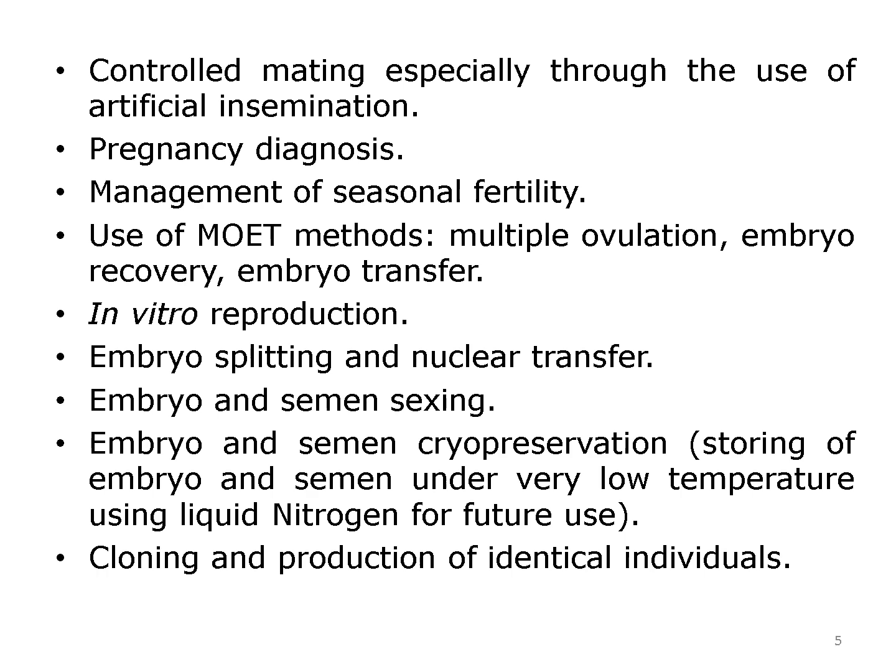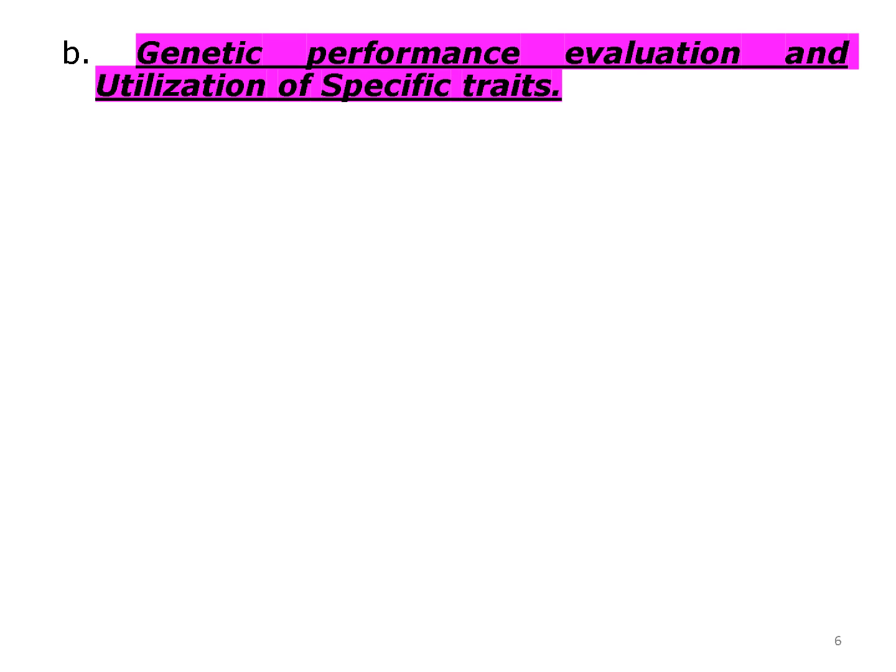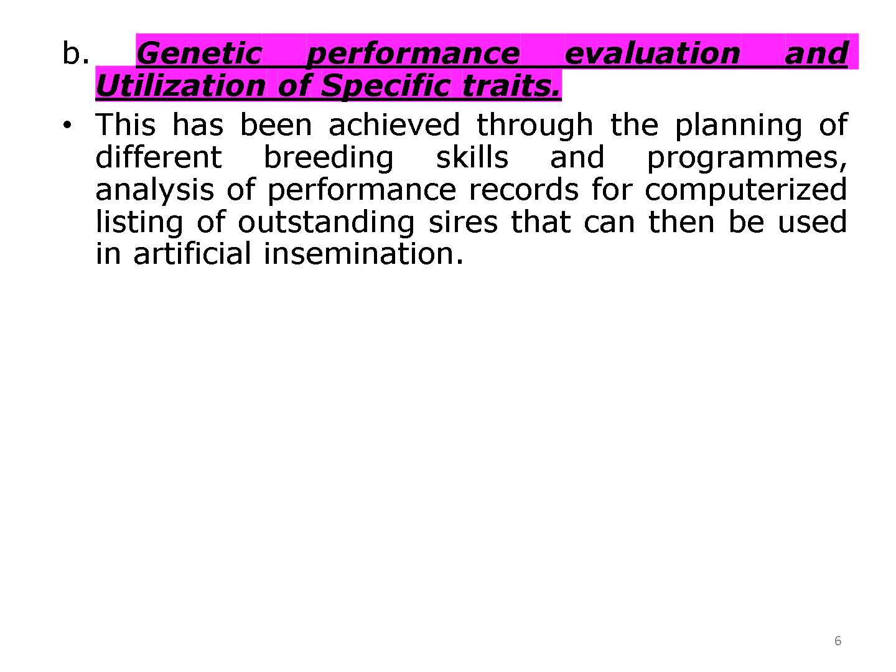Cloning and production of identical animals is another area of improvement. Another thing we can do is to carry out genetic performance evaluation and utilization of specific traits. And this is achieved through the planning of different breeding programs and analysis of performance records, which are now stored computerized, and their outstanding sires are listed so that we can easily access such information, and we can use semen of such outstanding sires for artificial insemination.